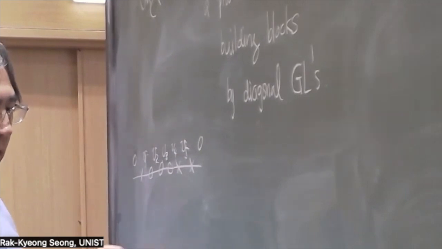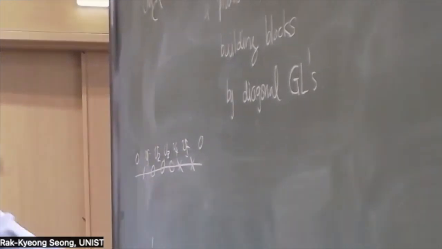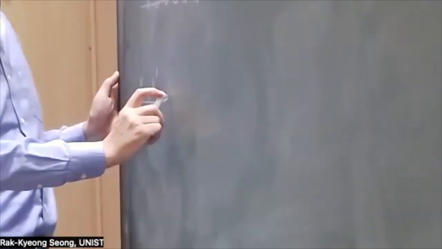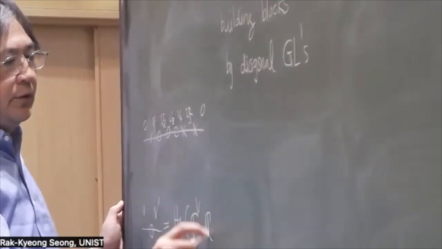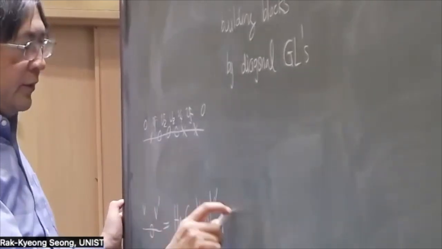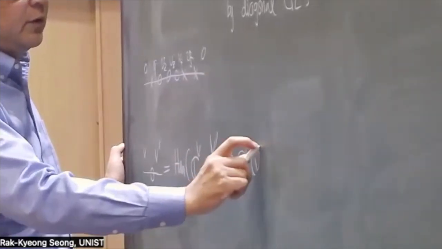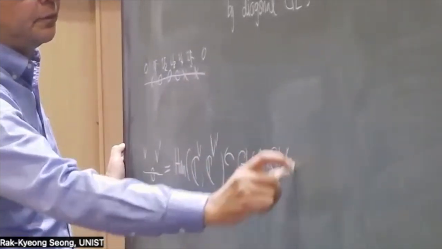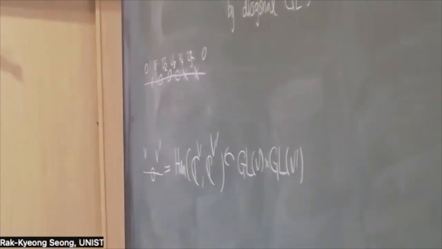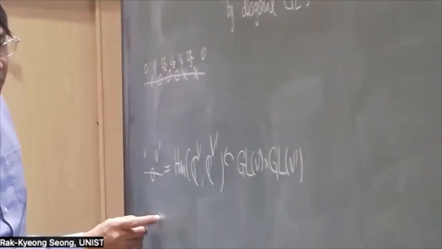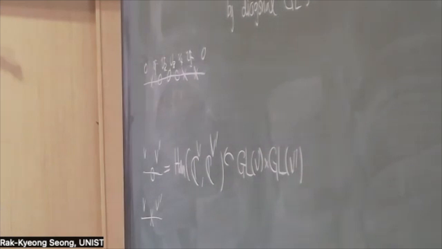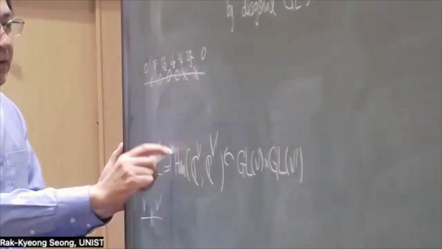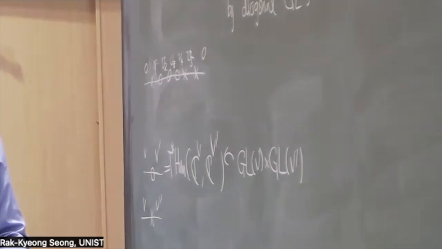And then if you have V and V prime, this is a building block. I interpret this as a homomorphism C of V, C of V prime, with the action of GL V times GL V prime. Another building block, V and V prime, is the cotangent. This is a symplectic manifold with Hamiltonian GL V times GL V prime action.